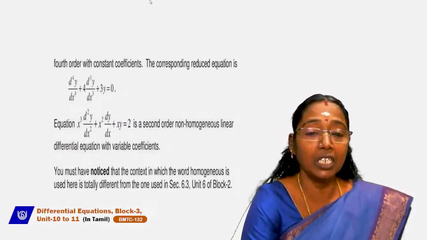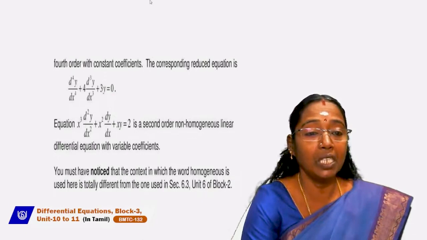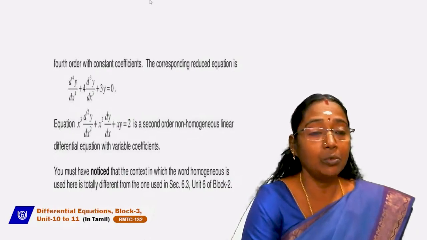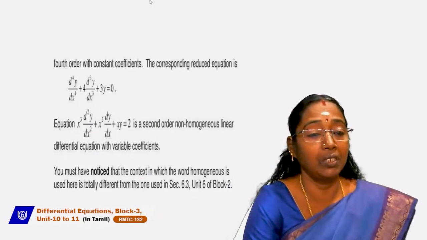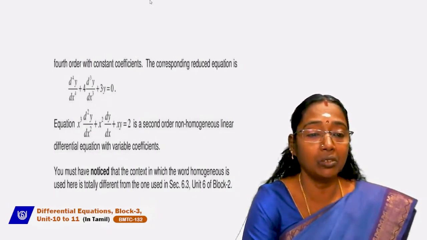Now, the corresponding reduced equation is d power 4 y by dx power 4 plus 4 into d cube y by dx cube plus 3y equal to 0. So, if we put the right hand side equal to 0, the non-homogeneous equation will be reduced to a homogeneous equation. Now equation x cube d squared y by dx squared plus x squared dy by dx plus xy equal to 2.